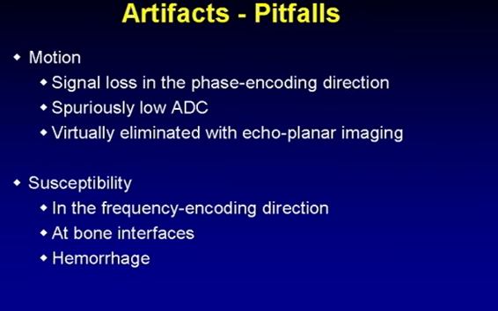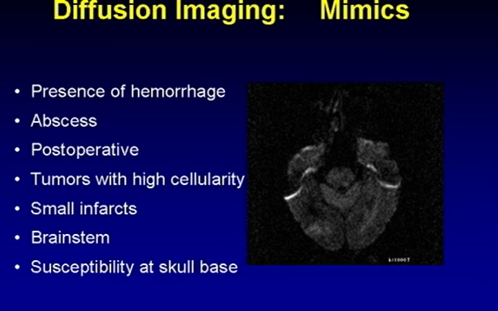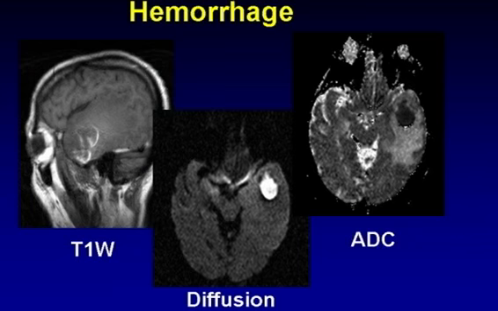There are some artifacts, however, with DWI early on when we were doing it. We're seeing some signal loss in the phase encode direction. However, a lot of this has been virtually eliminated now with echoplanar imaging. You will still see some susceptibility, particularly in the frequency encoding direction and lower in the skull base and in the setting of hemorrhage. So here you can see at the petrous apex, this linear high signal intensity, which is artifactual, so don't be fooled to think that this is ischemic. We still see this now, and particularly at the skull base, you see a lot of that. In the setting of hemorrhage it can appear very high signal on DWI.